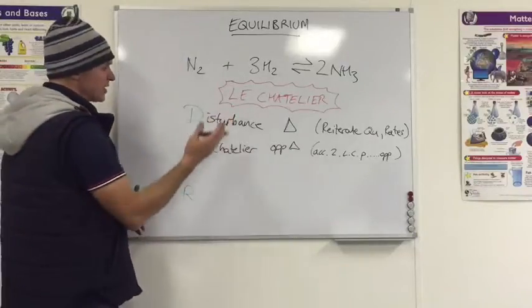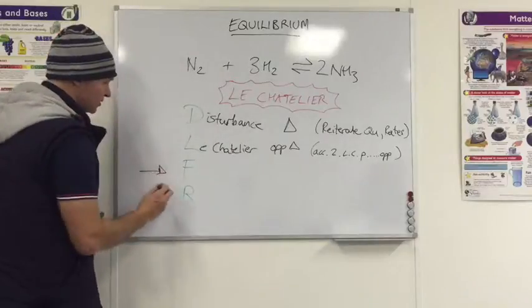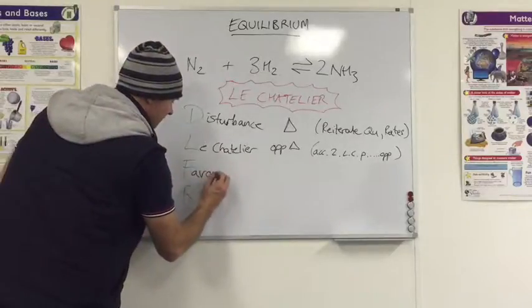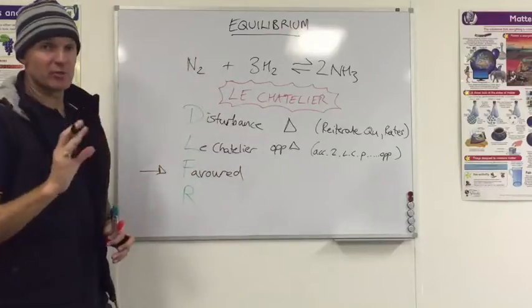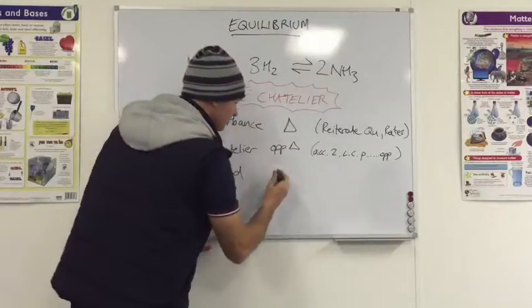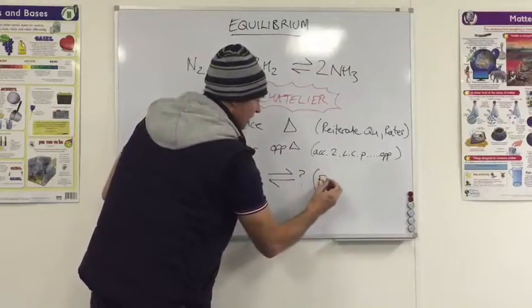You've just said what the question said and then said the opposite of what the question said. Now, this is where you have to start thinking a little bit, because F is now where we work out which one is therefore going to be favored. Is it going to be the forward reaction or is it going to be the reverse reaction?